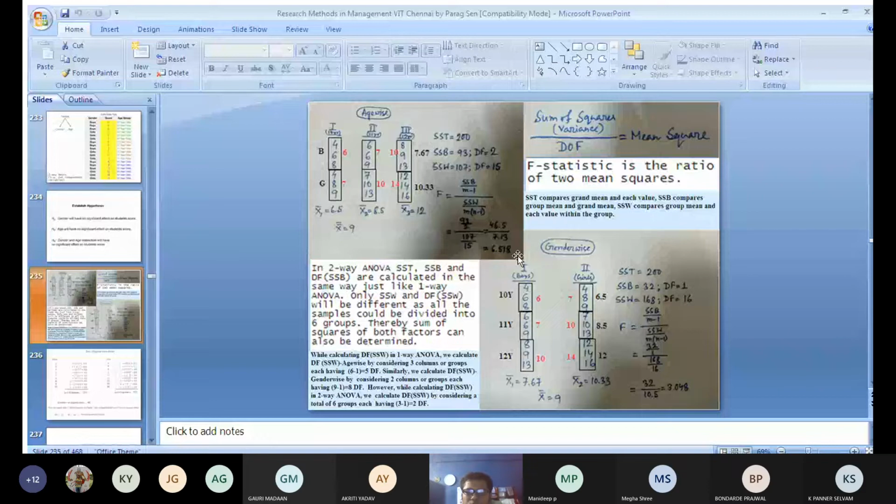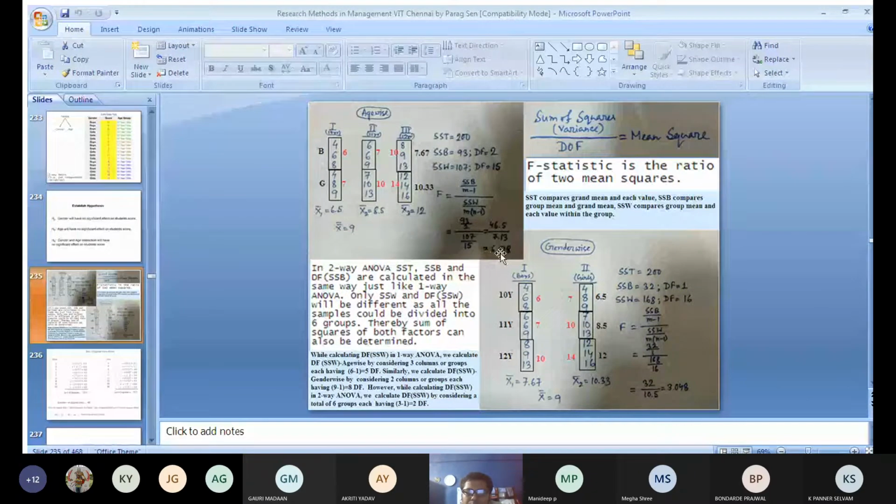Based on the F value, the software will give you the value of P. P means the probability of getting this statistic, at least or as extreme as this, from the sample. That probability is given by the P value. Software can easily calculate the P value because it knows the F distribution for these particular degrees of freedom of 2 and 15. So it will give you the P value.